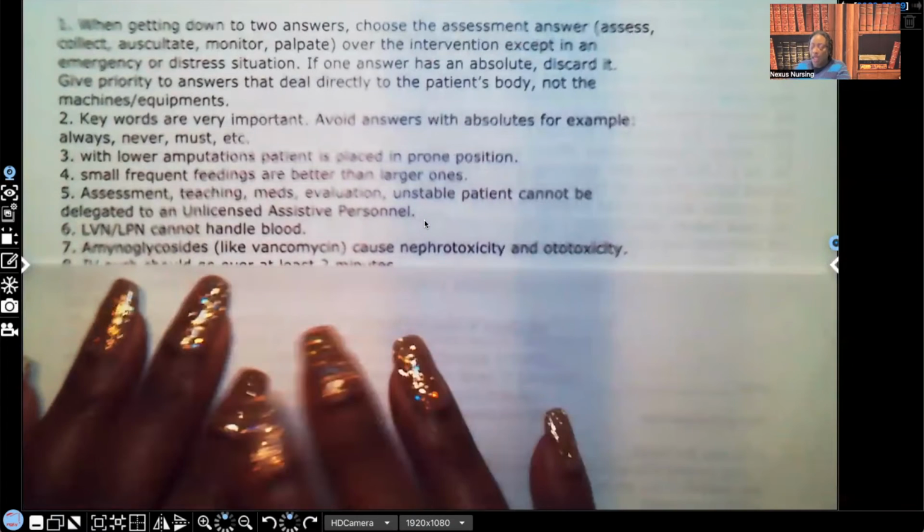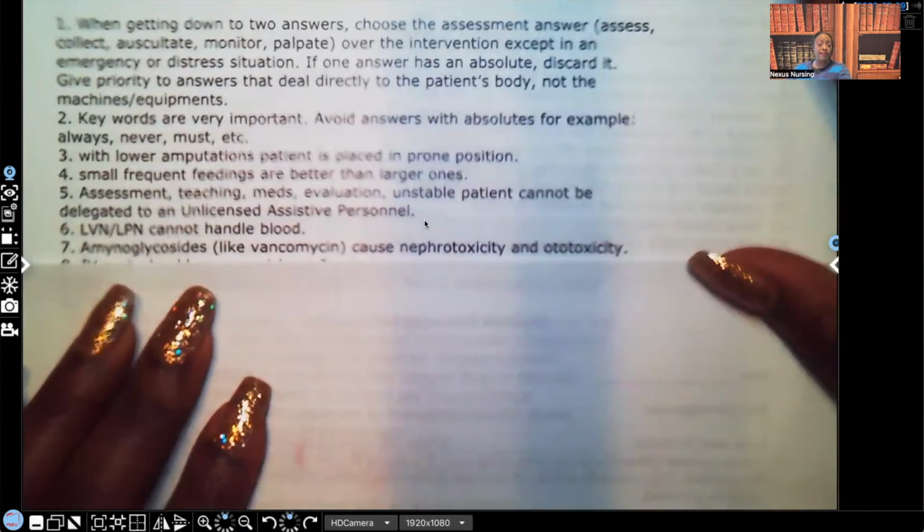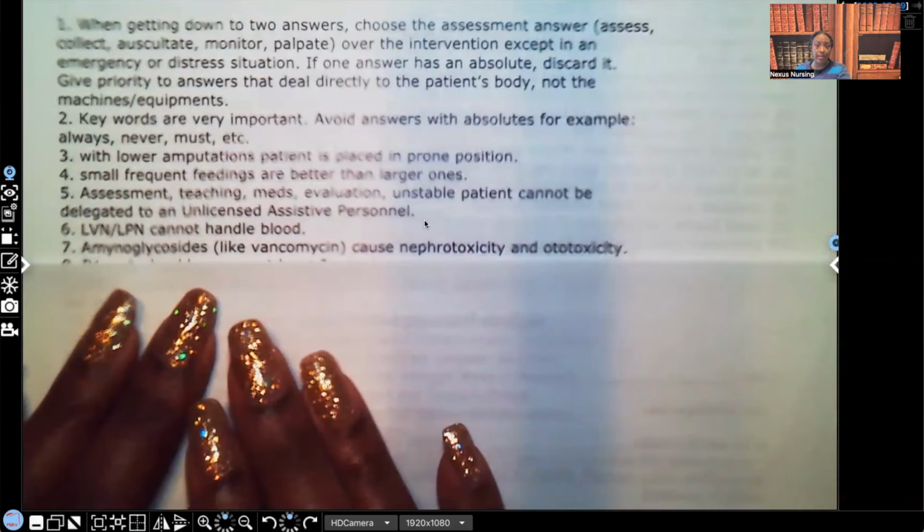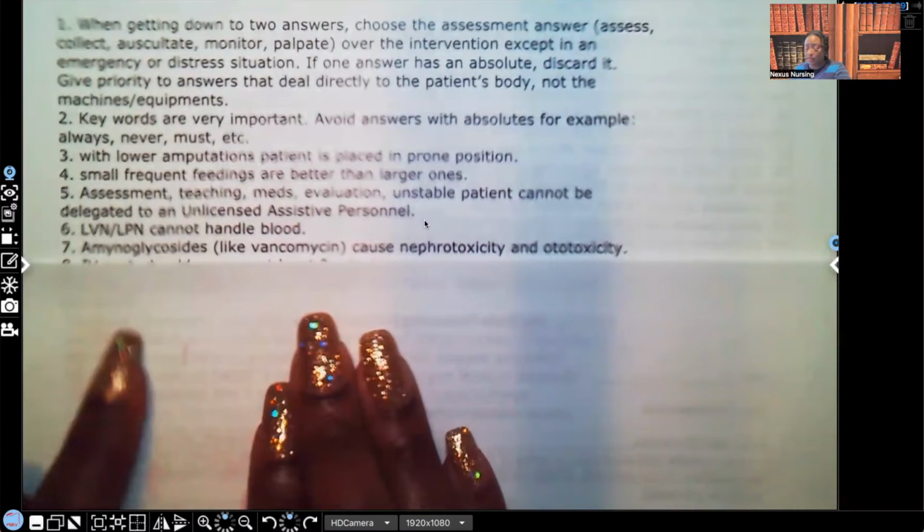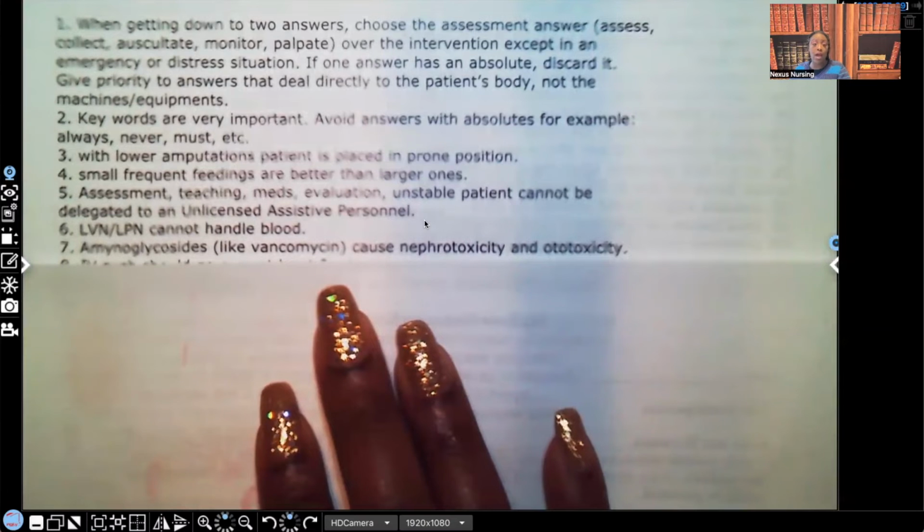Number 7, aminoglycosides. Matter of fact, Vanco is a very important aminoglycoside to know. It's the most common aminoglycoside that you're going to get on NCLEX, if you do get an aminoglycoside on NCLEX. And look what it says. Aminoglycosides, like Vanco, can cause nephrotoxicity and ototoxicity.